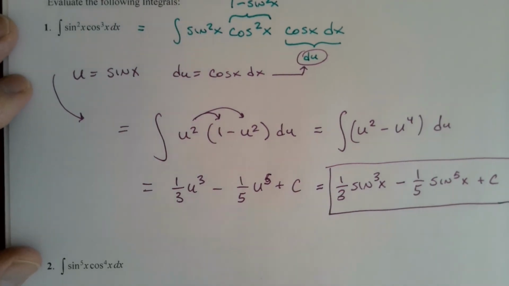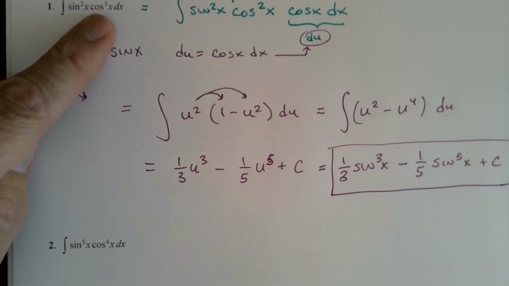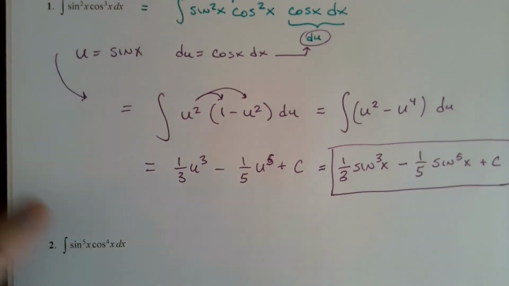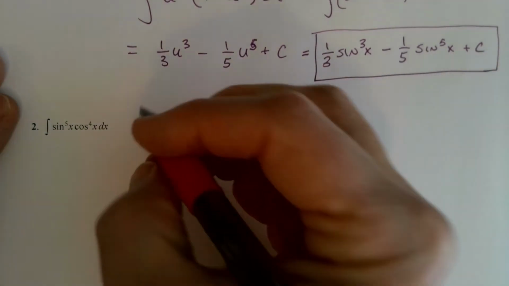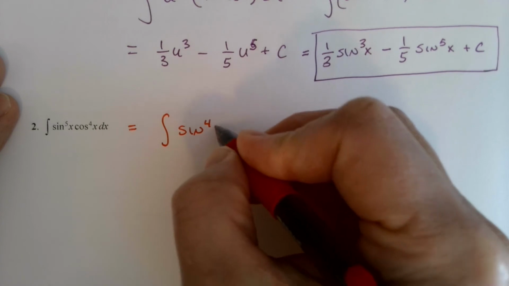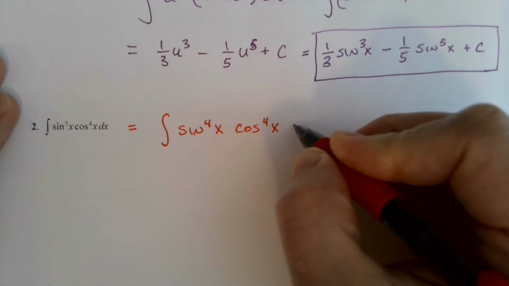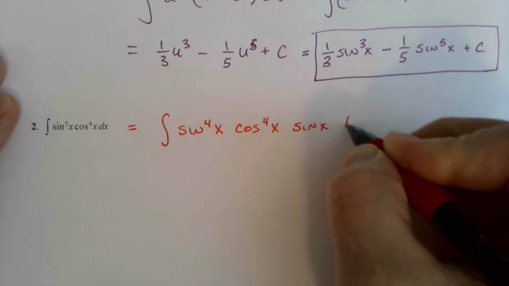Let's try another one. The one down here, do we have an odd power of sine or cosine? Here we had an odd power of cosine. Here we have an odd power of sine. So what are we going to do? We're going to peel off one of those sines for the du. So this will be leaving me sine to the fourth x, cosine to the fourth x, sine of x dx. I'll pull it over here.